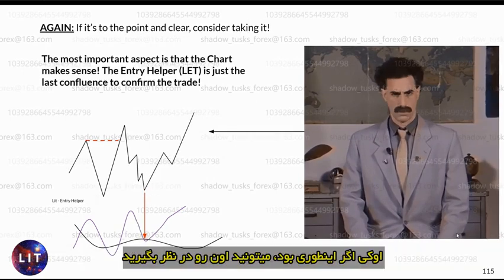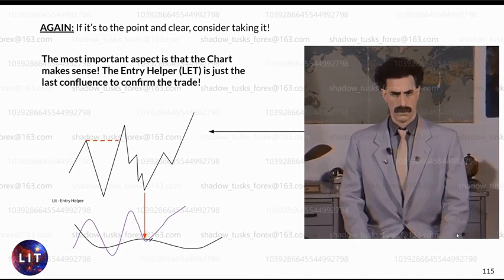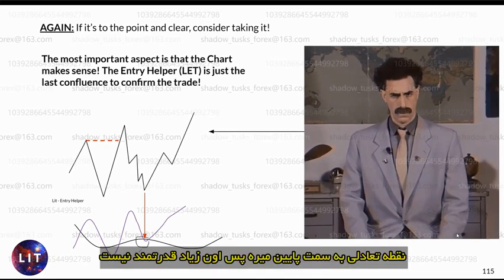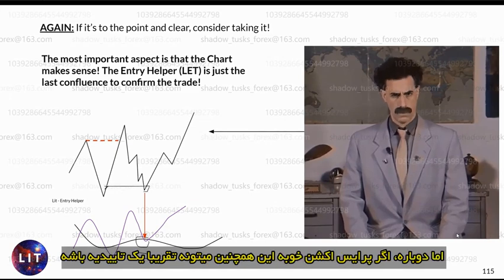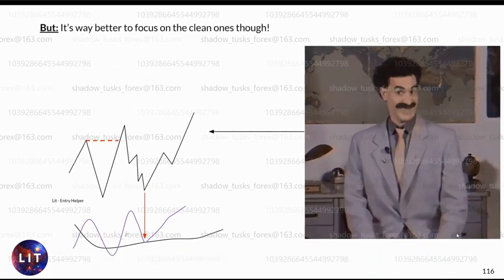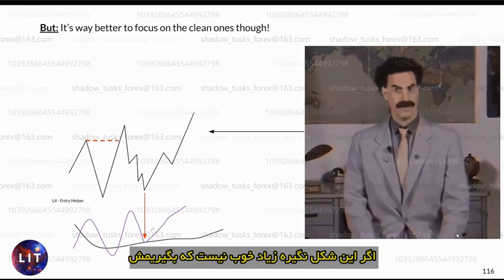So if it's like this, you can consider it, but again, what is going on here? The equilibrium points downwards, so it's not that powerful, but again, if price action is good, this can also be a pretty much confirmation. The best one is this though. If this happens, that's pretty much a no-brainer to take.